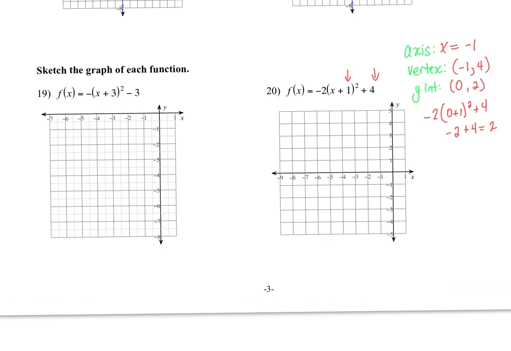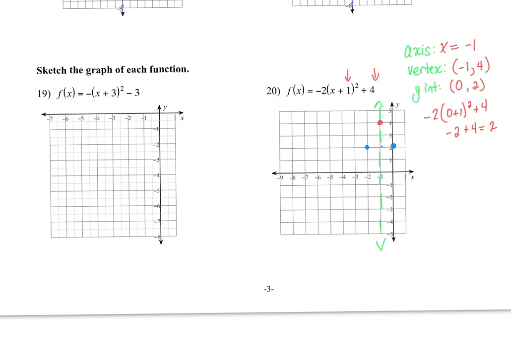And then I'm going to graph it. If I graph that axis, that happens right here. Remember, it's dashed because it's not actually part of your graph. Your vertex is at -1, +4. That's going to be right there. Your y-intercept is at 0, 2. If you have your y-intercept, you can just mirror it across because that's your axis of symmetry. It should be symmetric.